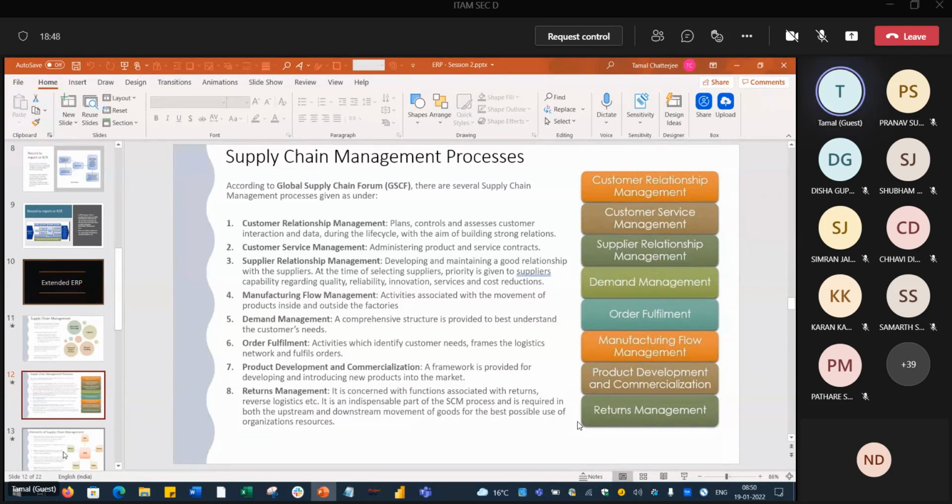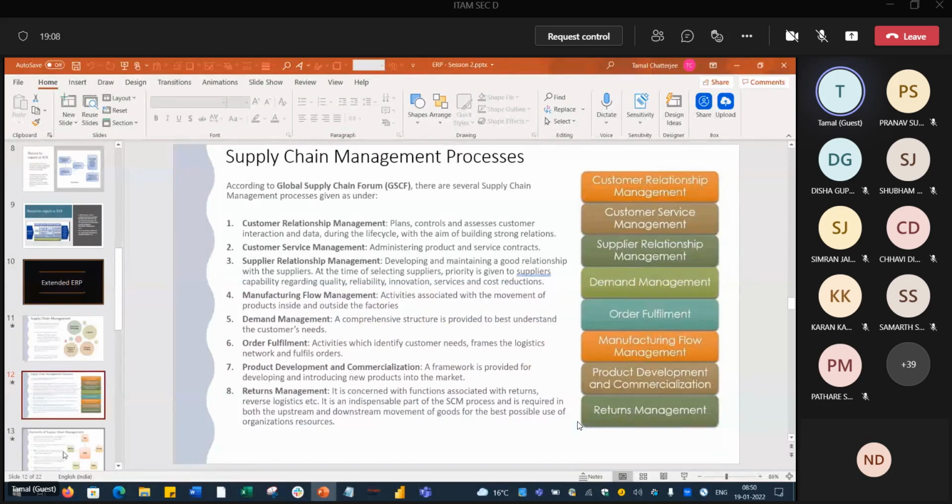Okay, so you are basically entering into a contract with the client. So this is basically managed by this part. Then SRM, supplier relationship management. Of course, you have to maintain very good, healthy relations with the suppliers.